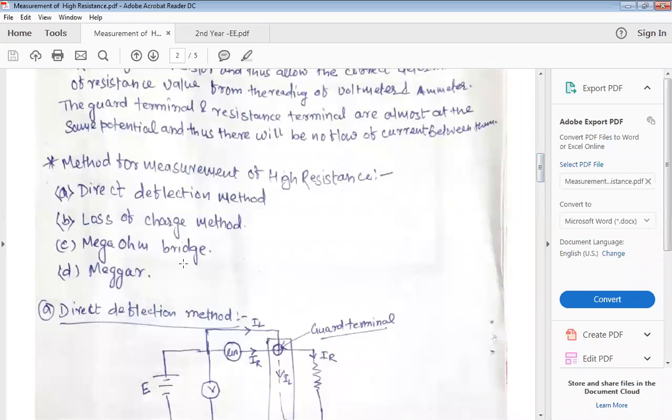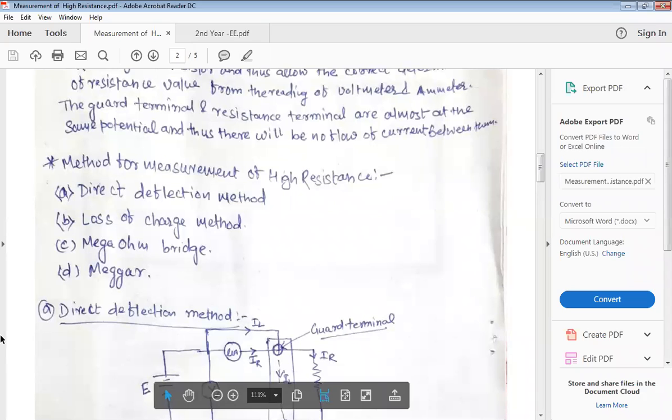Okay, so today I will discuss the method of measurement of high resistance. In the last class I discussed that there are four methods: direct deflection method, loss of charge method, megohm bridge, and the fourth one is Megger. Among them, Megger is one of the most popular methods for measurement of high resistance.